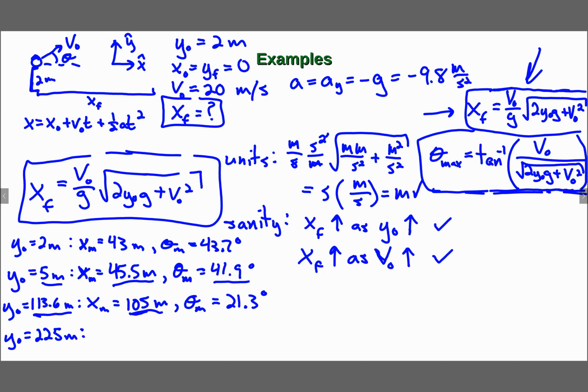Well, now what am I going to get? Well, now my distance, x max, is 142 meters. Okay? So now I went up twice as far, but I only got a 50% increase. It only increased by half. Okay?